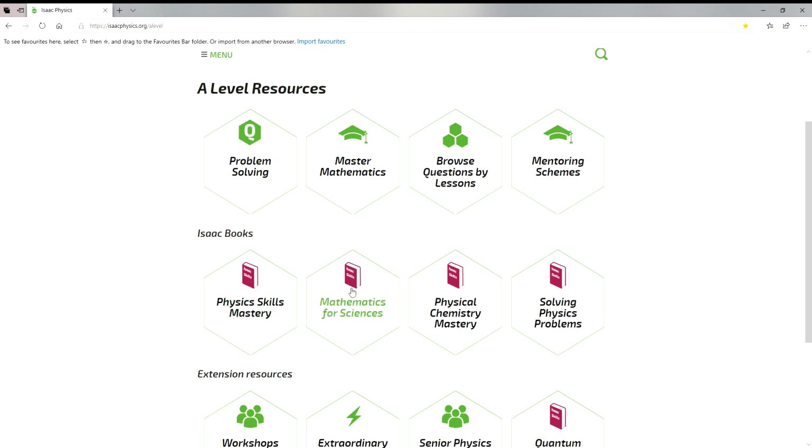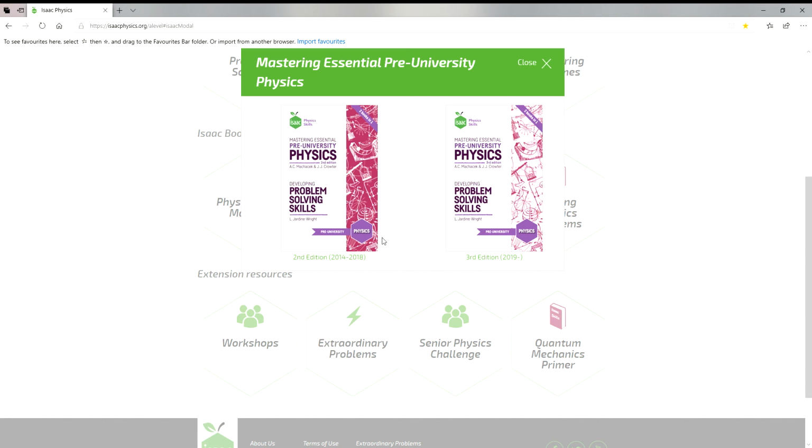And you'll see mathematics for science, great for the mathematicians amongst you. Anyone doing chemistry, Isaac A-level chemistry exists, it doesn't exist for GCSE. But this is where we're looking for over here, physics skills mastery. We're going to click on that. That'll bring up a picture of two books.